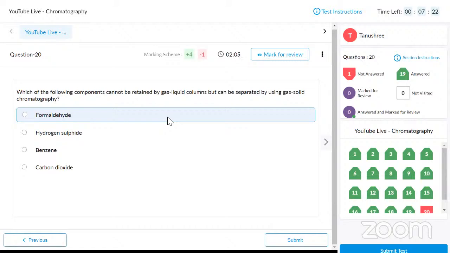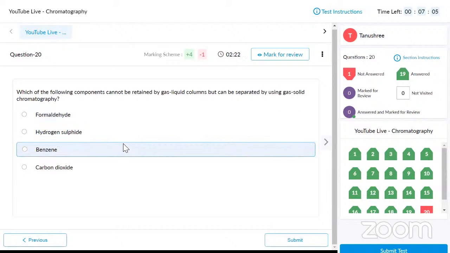So the only gas which remains among all the four options to be separated using gas solid chromatography is hydrogen sulfide. So H2S gas, that is hydrogen sulfide gas, can be analyzed using gas solid chromatography. So that will be all for today.